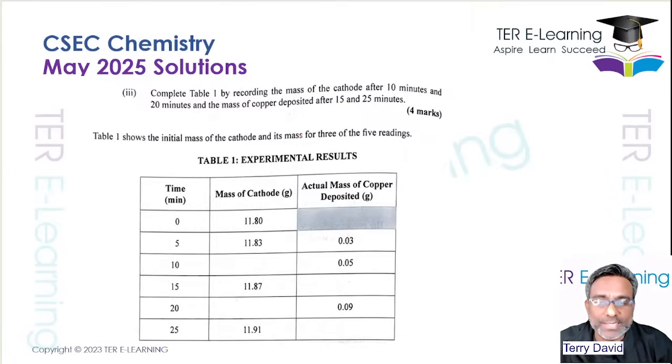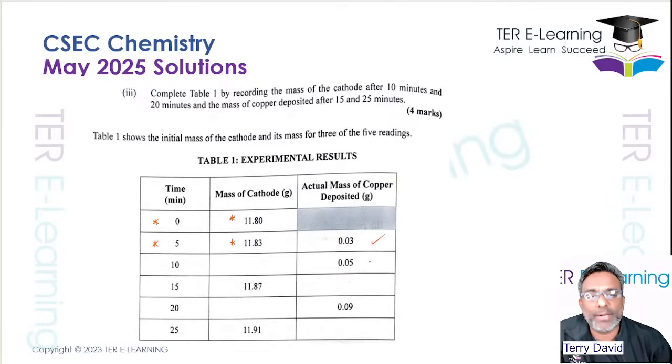Let's try to understand this table here. So at time t equal to 0, this here is the mass of the cathode. That's the mass when nothing has happened as yet. After 5 minutes, we have gone to 11.3. So all we did was take 11.83 and subtract 11.8. That's how they got this.